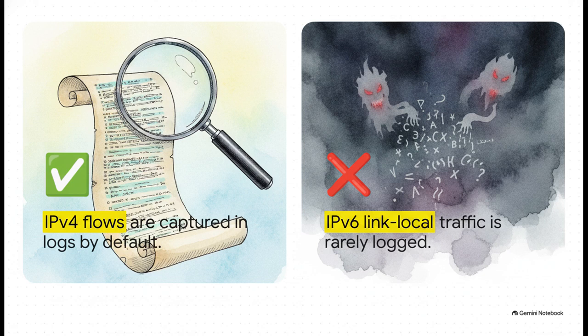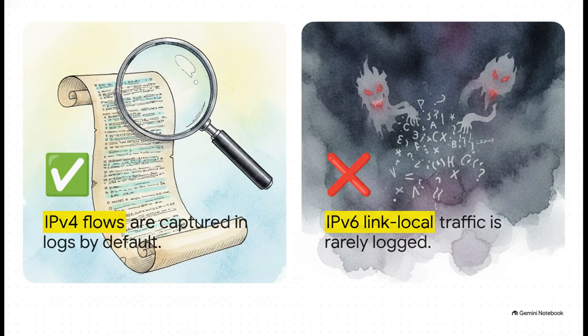In an IPv4 world, you're pretty comfortable, right? Standard flows are captured in your firewall and router logs by default. You see what's happening. But with IPv6, even if you have devices that explicitly support IPv6 logging, that link local FE80::/10 traffic is almost never logged.